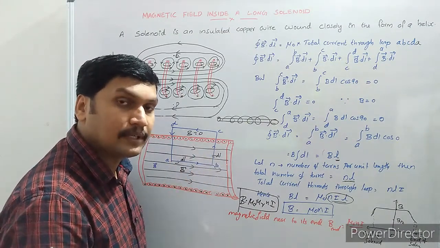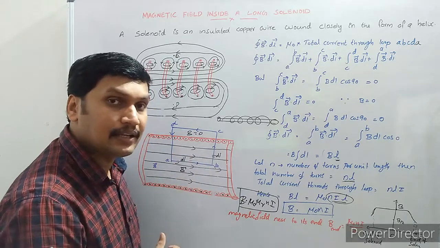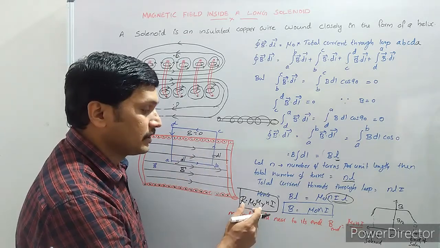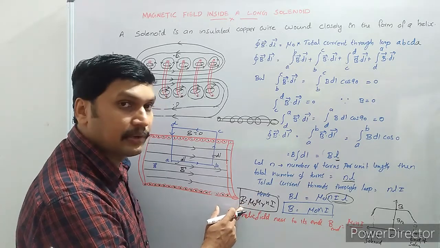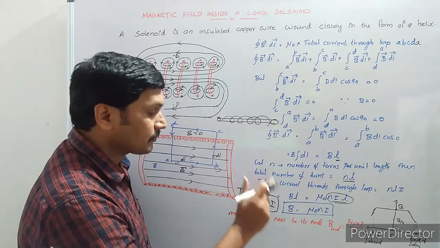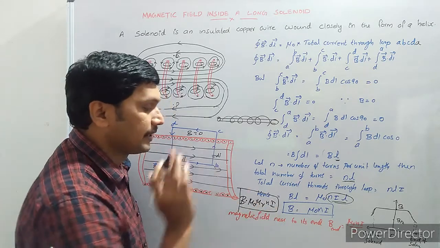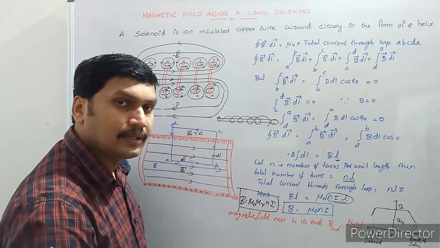If it is not vacuum, if we are inserting any material having a relative permeability mu r, we will write the equation for magnetic field as B is equal to mu0 into mu r into n into I. That is the magnetic field.